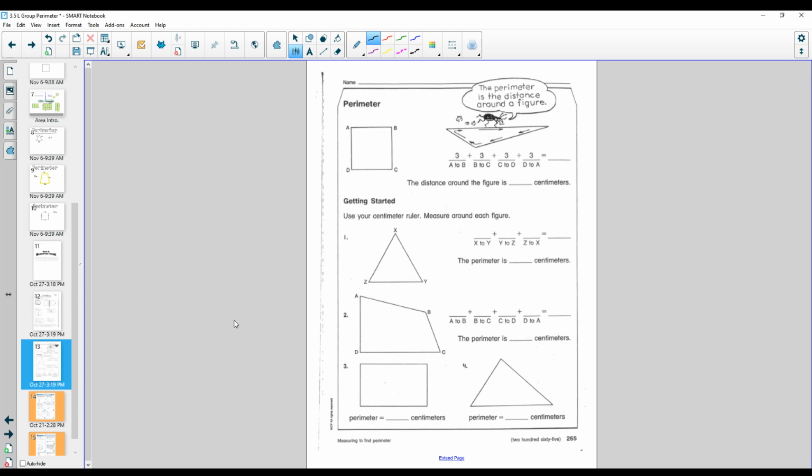Then you have one more page to do. And you're going to do the same thing here, and you're just going to be using centimeters again, and you are going to find the perimeter of these different shapes.